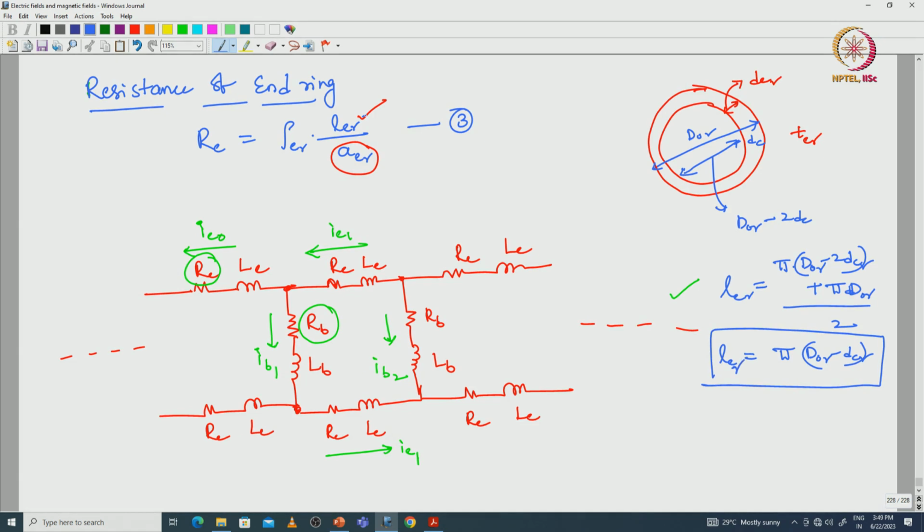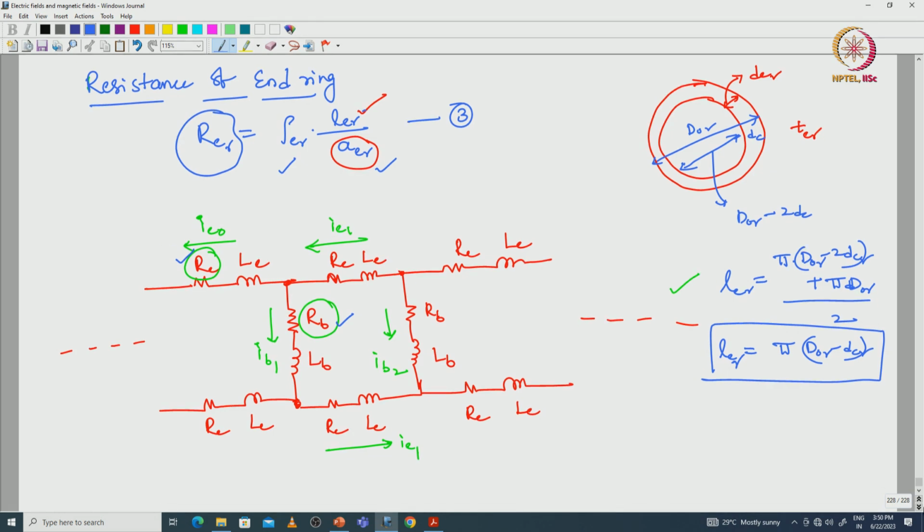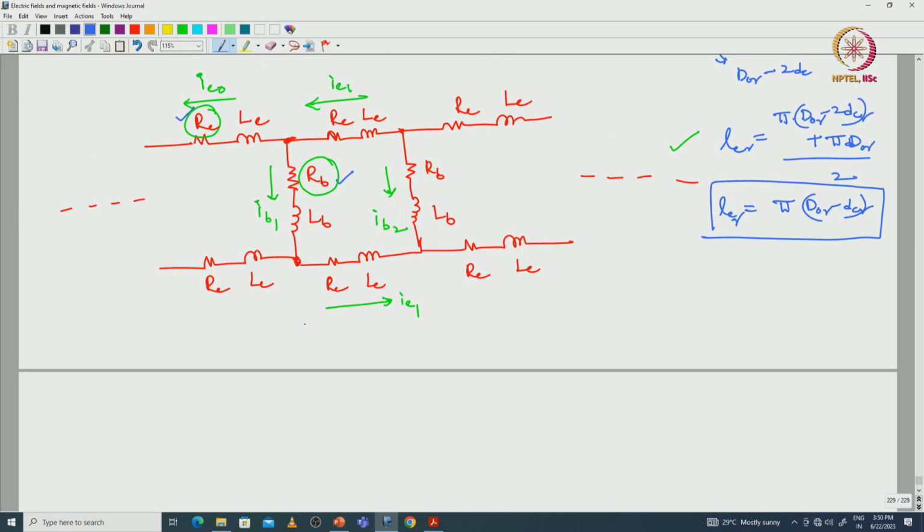By substituting the mean length here, and the resistivity as well as the cross sectional area of the end ring, we can get the end ring resistance. Already we have calculated the bar resistance, and now we have calculated the end ring resistance also by utilizing this equation. By substituting the Rb value and Re here, from this network we have to find the effective resistance for the rotor mesh and the effective inductance for the rotor mesh. For that, apply KVL for this loop. This is the loop we can consider.